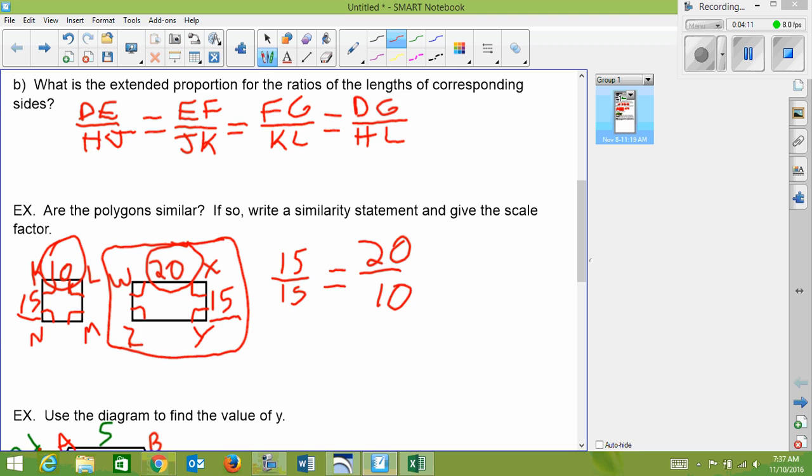This is a ratio of 1 to 1, and this is a ratio of 2 to 1. So not similar, so I don't need to do the rest of it. If they were similar, I would just reduce it, and that would be my scale factor.